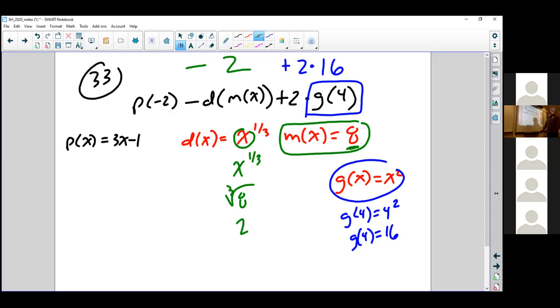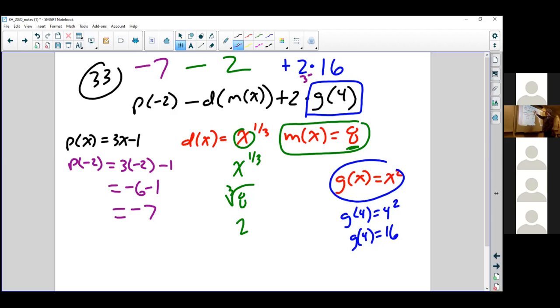And then P at -2, I'm gonna take -2 and plug it in for X on the P equation. So that's gonna give me -6 minus 1, so that's gonna give me -7. So then I get -7 minus 2 plus 2 times that. Well, this is gonna give me 32. So I have -7 minus 2 plus 32. -7 minus 2 is -9 plus 32 is going to give me an answer of just 23.